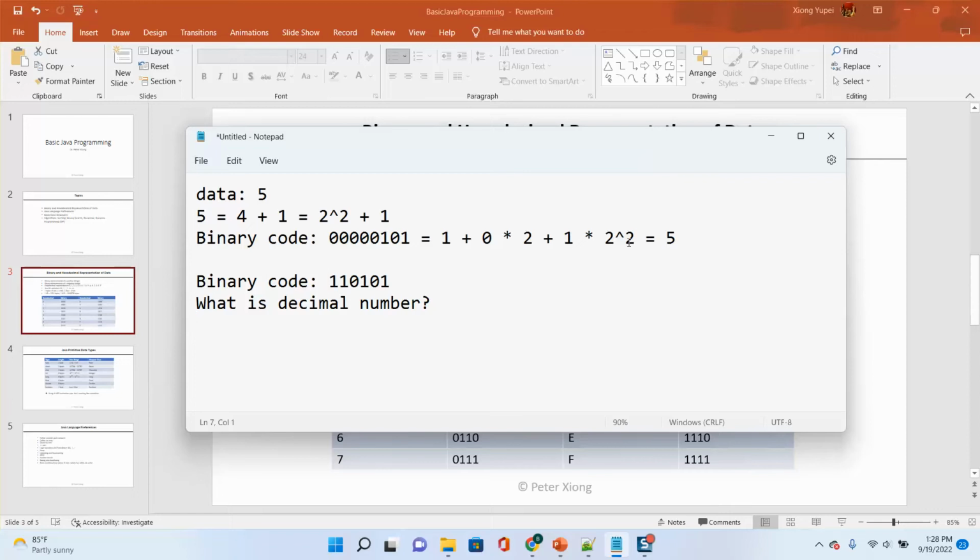For this 110101, you can consider it starting from the last one. The last one is 1, right? You can translate it as 1 times 2 to the 0th power. 2 to the 0th power is 1. Okay. Then plus 0 times 2 to the 1st power, right? This is the second digit, 0. Then the third one is 1 times 2 to the second power, plus 0 times 2 to the third power.